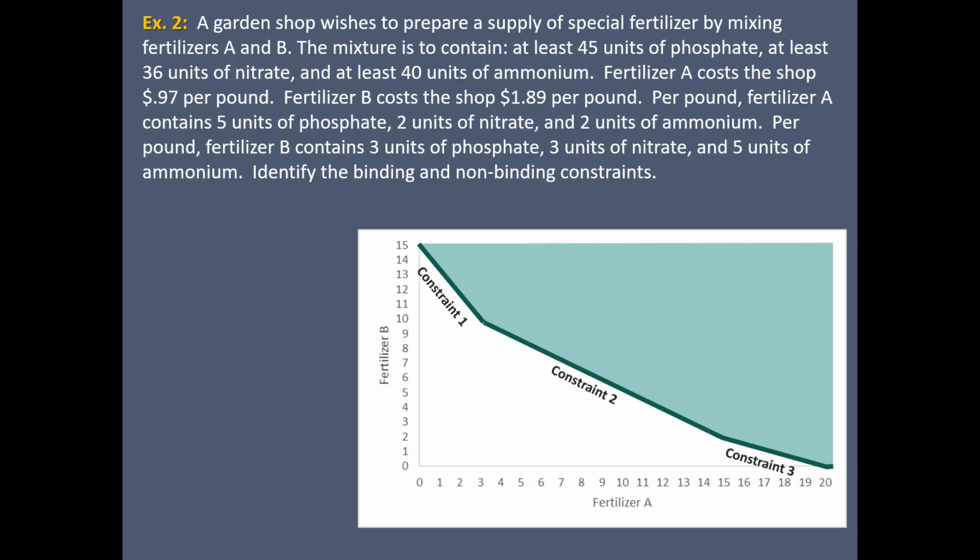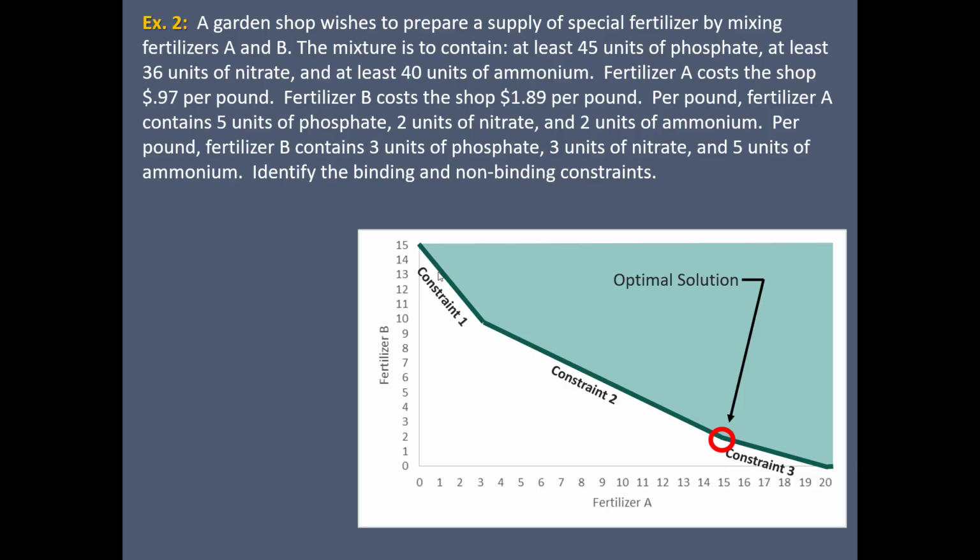When we find our optimal solution, which we have done in this example, and notice this is example 2 here dealing with the garden shop, we found that the optimal solution was located at the intersection point between constraint 2 and constraint 3. Any of the constraints that deal with the intersection point at the optimal solution will always be binding constraints. So in this question, constraint 2 and constraint 3 are binding. Constraint 1, which is not at the intersection point of the optimal solution, will be a non-binding constraint.